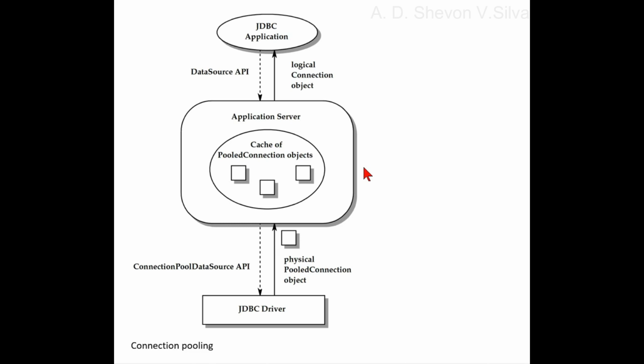We can consider the connection pool data source interface, the pooled connection interface, and the connection event class. These pieces, which operate beneath the data source and connection interfaces used by the client, are incorporated into a step-by-step description of a typical connection pooling implementation.